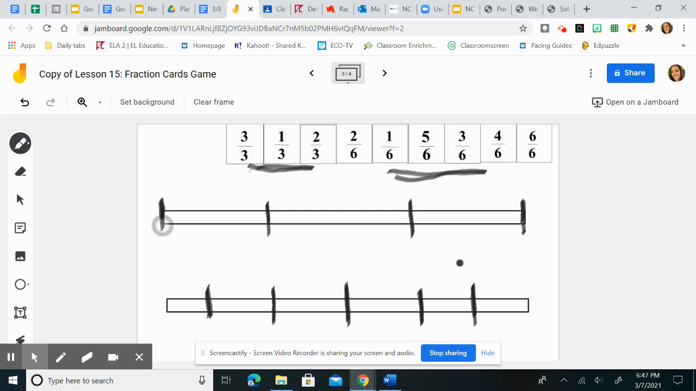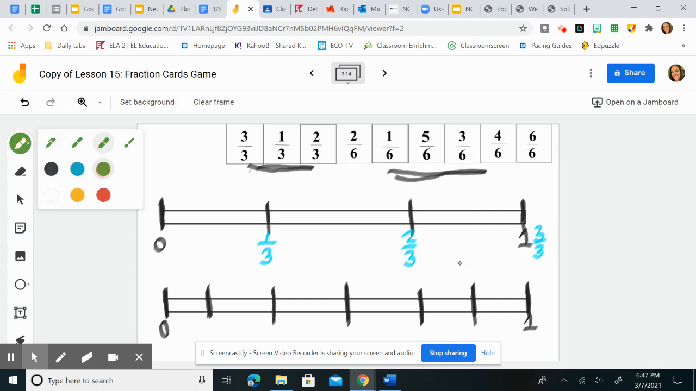We always know that we start at 0, so our first number is 0. Our last number is 1, or our whole. Our whole also has another fractional piece that we should be able to know. So for thirds, I'm going to make it in blue. This is 1/3, 2/3, and then this is 3/3. Our whole is 3/3. Then I'm going to do green for our sixths. I have 1/6, 2/6, 3/6, 4/6, 5/6, and 6/6.